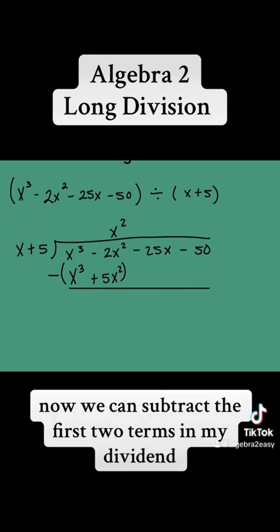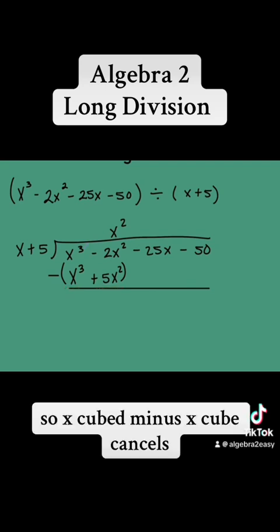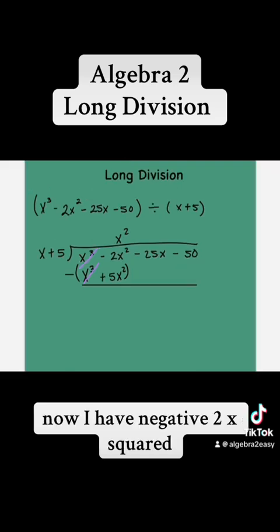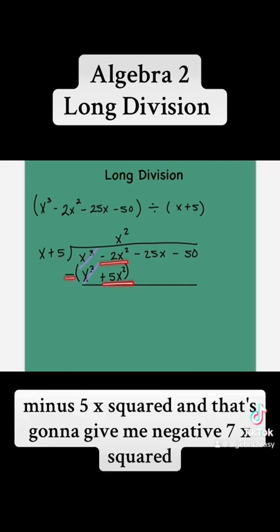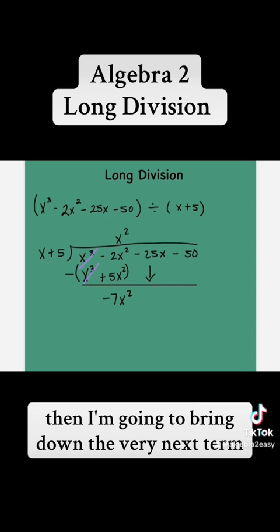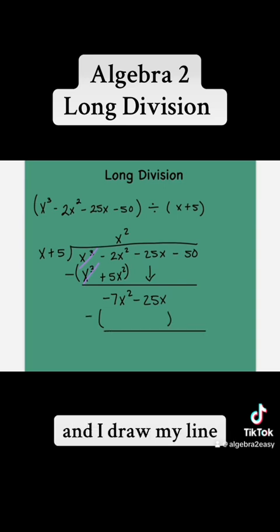Now we can subtract the first 2 terms in my dividend with these 2 terms we just found using the divisor. So x cubed minus x cubed cancels. Now I have negative 2x squared minus 5x squared. And that's going to give me negative 7x squared. Then I'm going to bring down the very next term. So I have minus 25x. Okay, so 2 terms, parentheses, subtract, and I draw my line.